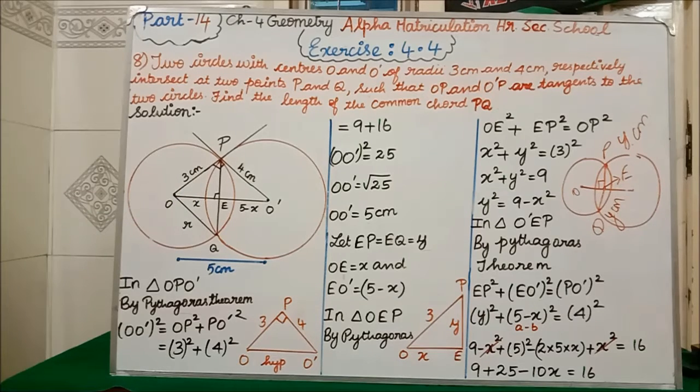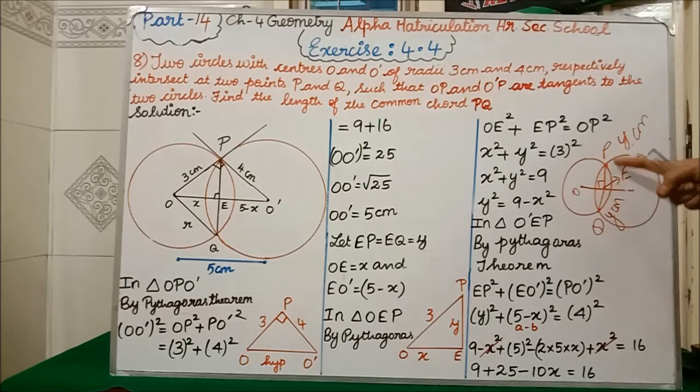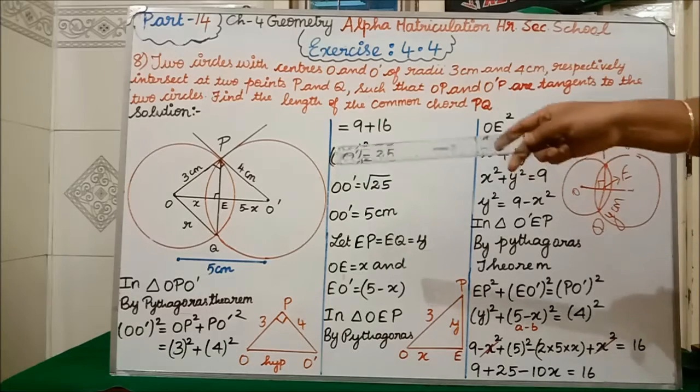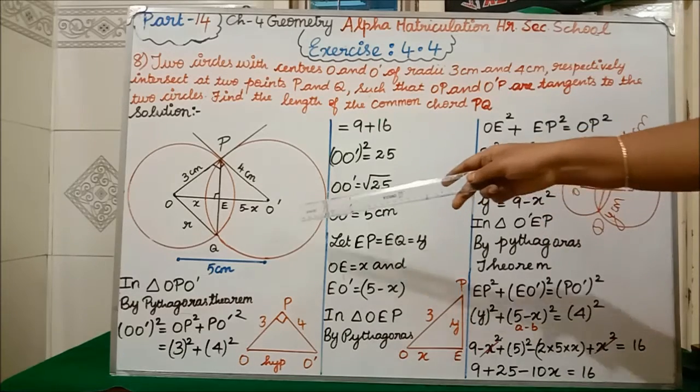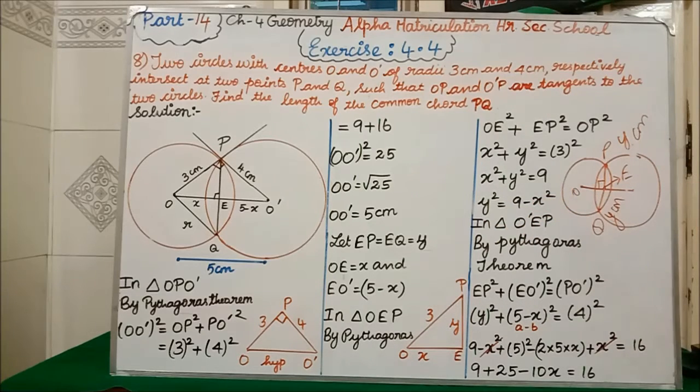That only I have written here. EP is equal to EQ is equal to Y, because the chord divides the line into two equal halves. So I have taken y. OE I have taken x. Then EO dash, what I have to take? 5 minus x I have taken. Clear? Clear all of you?